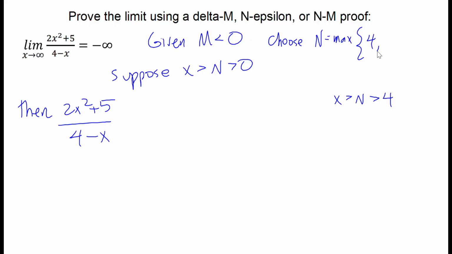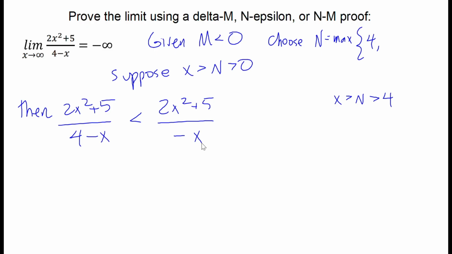So if I have x greater than 4, then I know that 2x squared plus 5 over 4 minus x has got to be less than 2x squared plus 5 over just negative x. Because what I'm doing there is I'm making that denominator go from 4 minus x to negative x, which makes that denominator a smaller value. If we're dividing by something smaller, usually we get something that is bigger. And so that's what we've got here, 2x squared plus 5 over negative x.